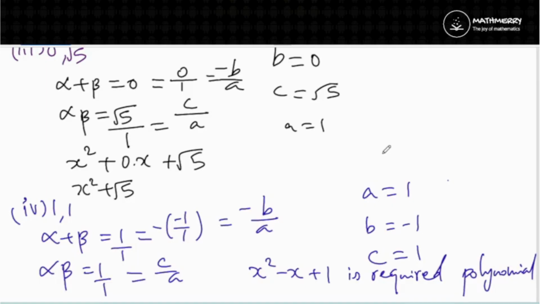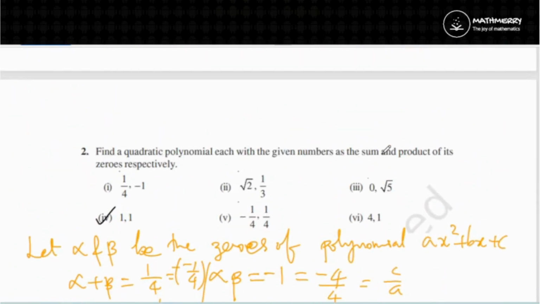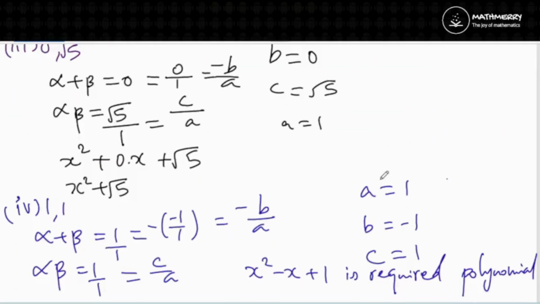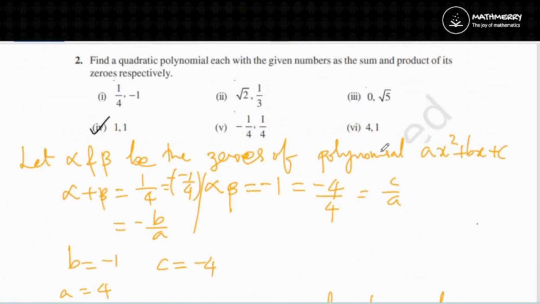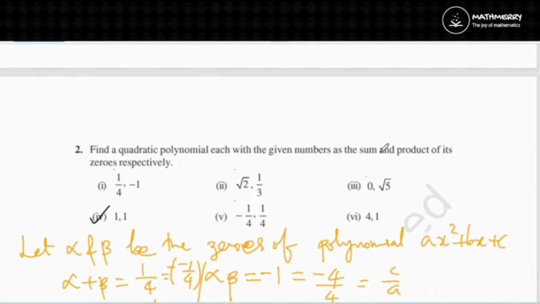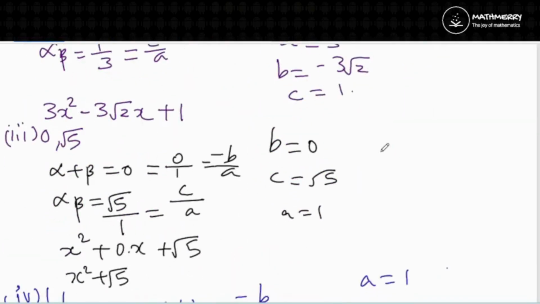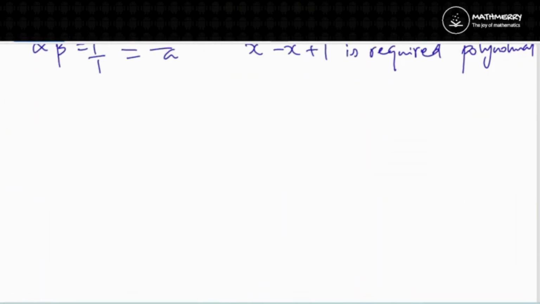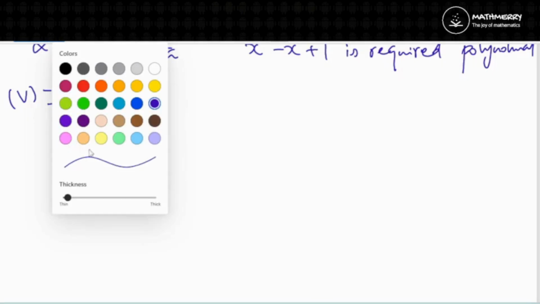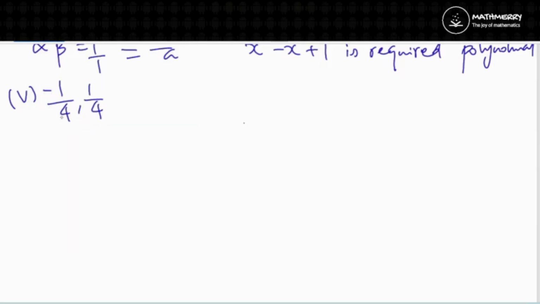Okay. Now the fifth question. The fifth question is minus 1 by 4 and 1 by 4. So minus 1 by 4 and 1 by 4 are the sum and the product. So for minus 1 by 4, what we are getting? We are getting alpha plus beta as minus 1 by 4, and alpha into beta we are getting 1 by 4.